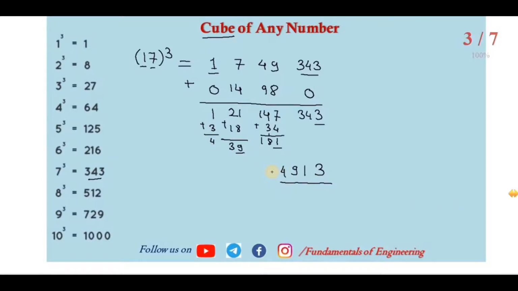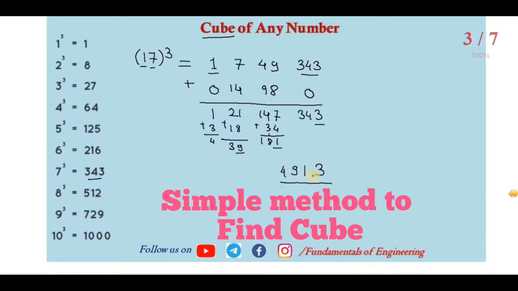So you can check using your calculator. That is the cube of 17: 4913. So we have followed 3 steps, and based on that, we have found the cube of 17.